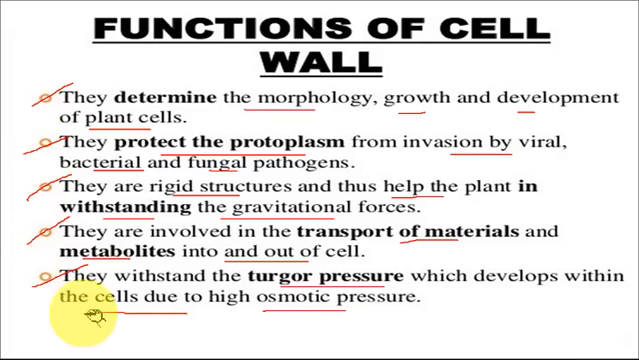So to summarize, we have discussed what is meant by a cell wall, its structure, and the different components of a cell wall, that is the primary cell wall, the secondary cell wall, and the middle lamellae, and we saw the composition of the primary, secondary, and middle lamellae layers. Along with that, we saw the functions of the cell wall. So this is all about a cell wall.